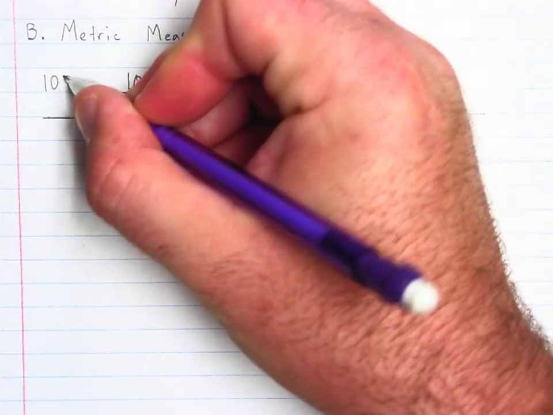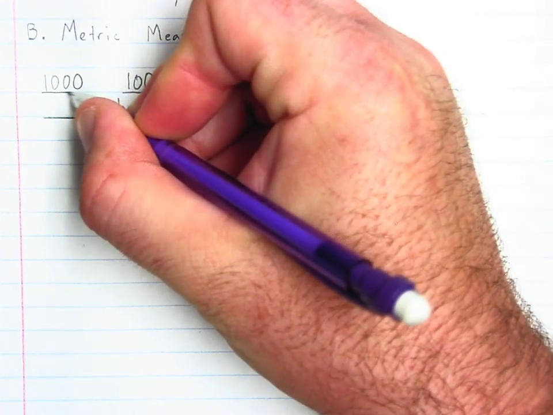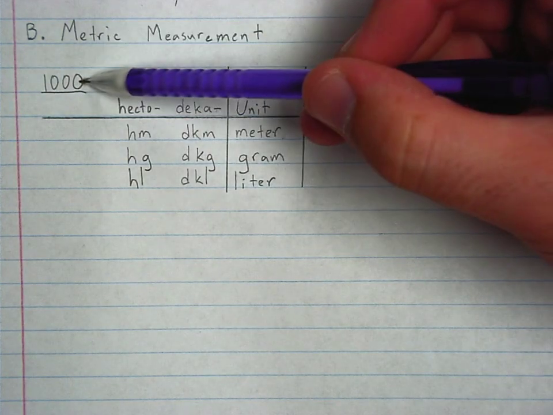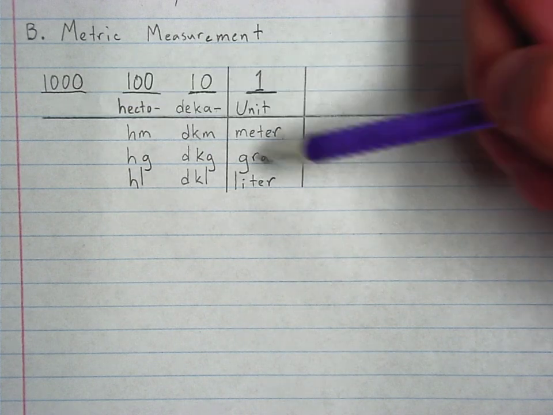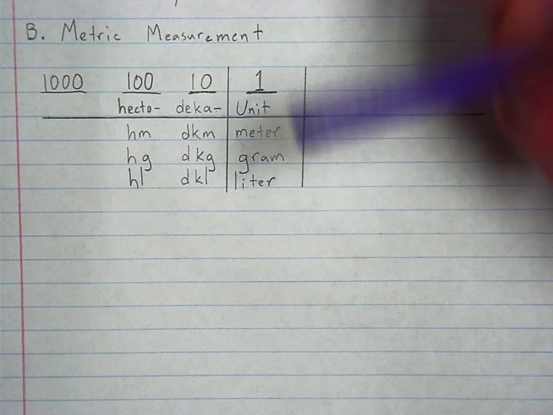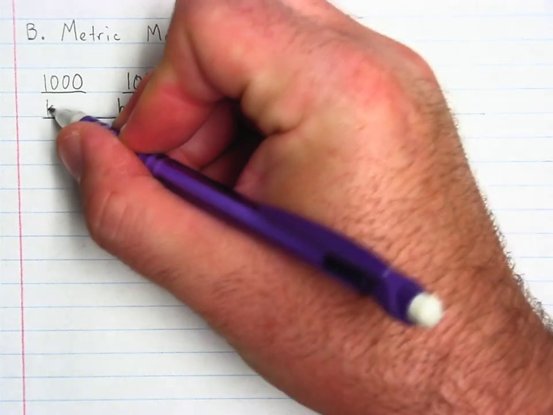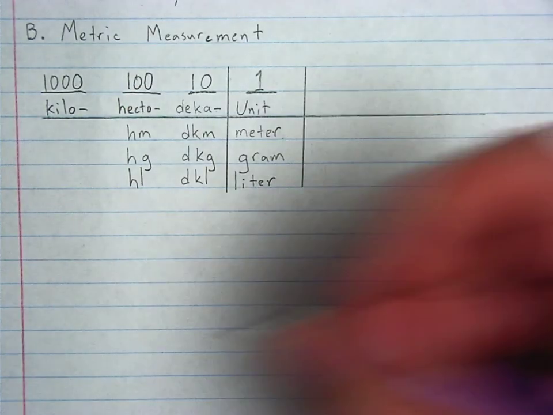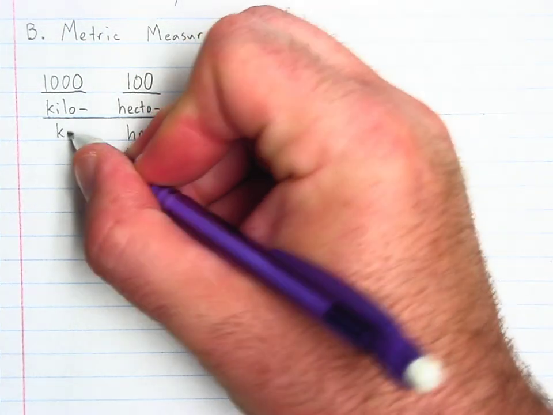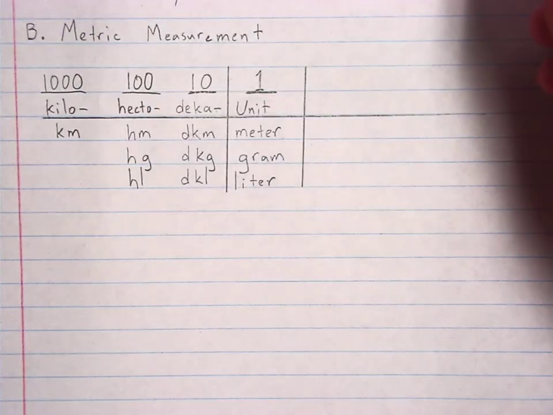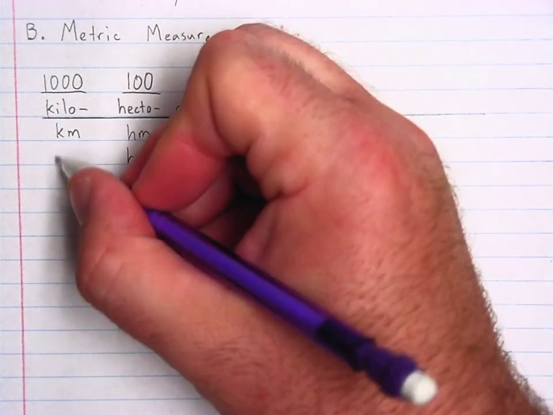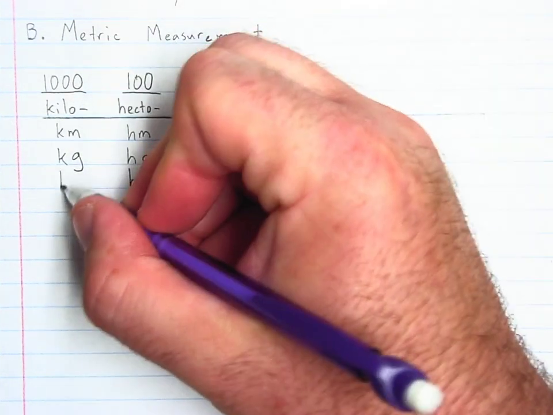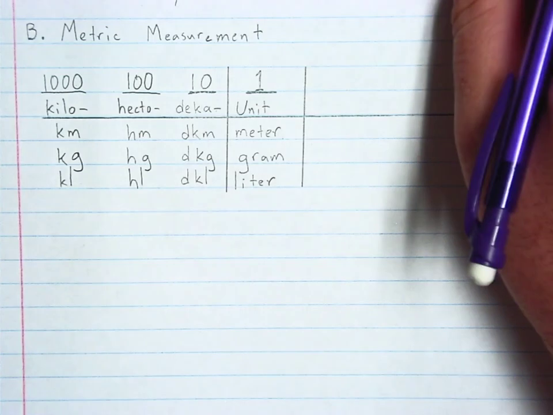This one is probably the most commonly used. If you have 1,000 meters, 1,000 grams, or 1,000 liters, you have a kilometer. Now, we don't say kilometer that way, we say kilometer, but we do kind of say kilogram, kiloliter.